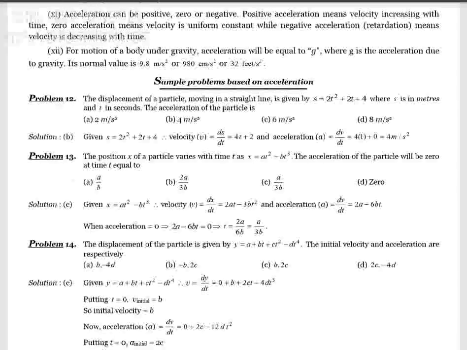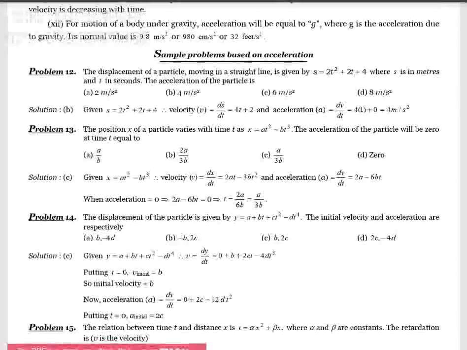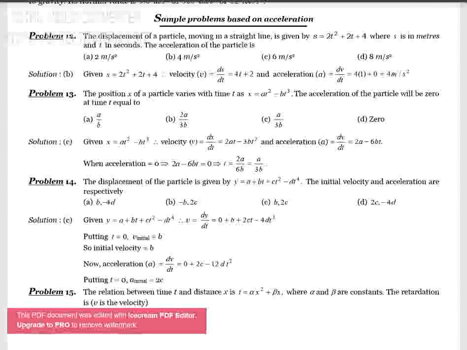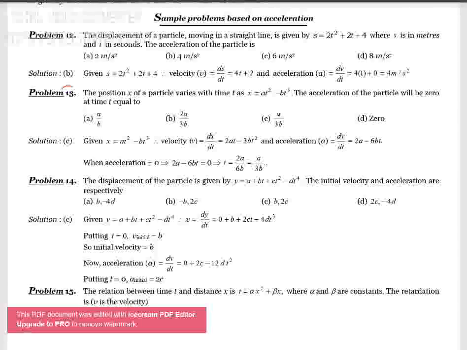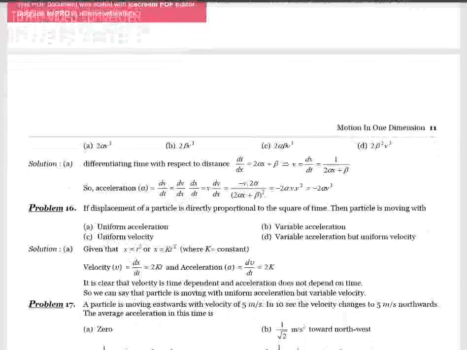There are so many. Among these, let us do one question. Let us take question number 13. The position x of a particle varies with time t as x is equal to this one, and the acceleration of the particle will be 0 at a time t equal to how much? You'll do this by derivation. You learn about derivatives in grade 12. Let us neglect this because you don't know about derivatives. Therefore, let us do another one.